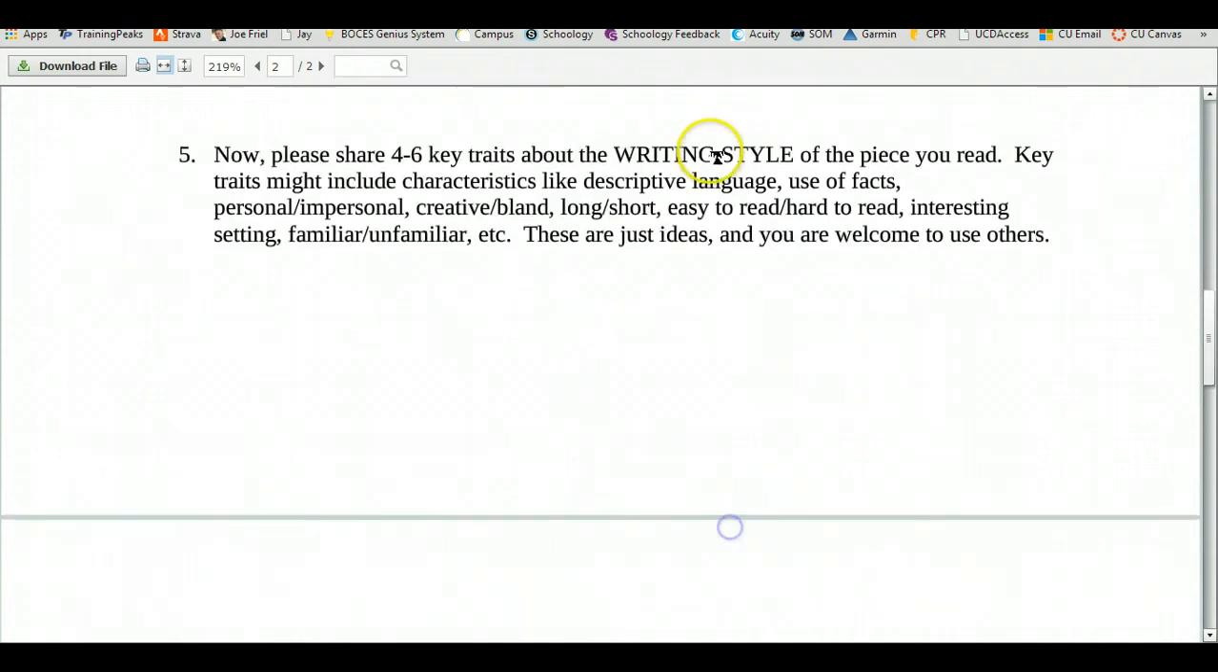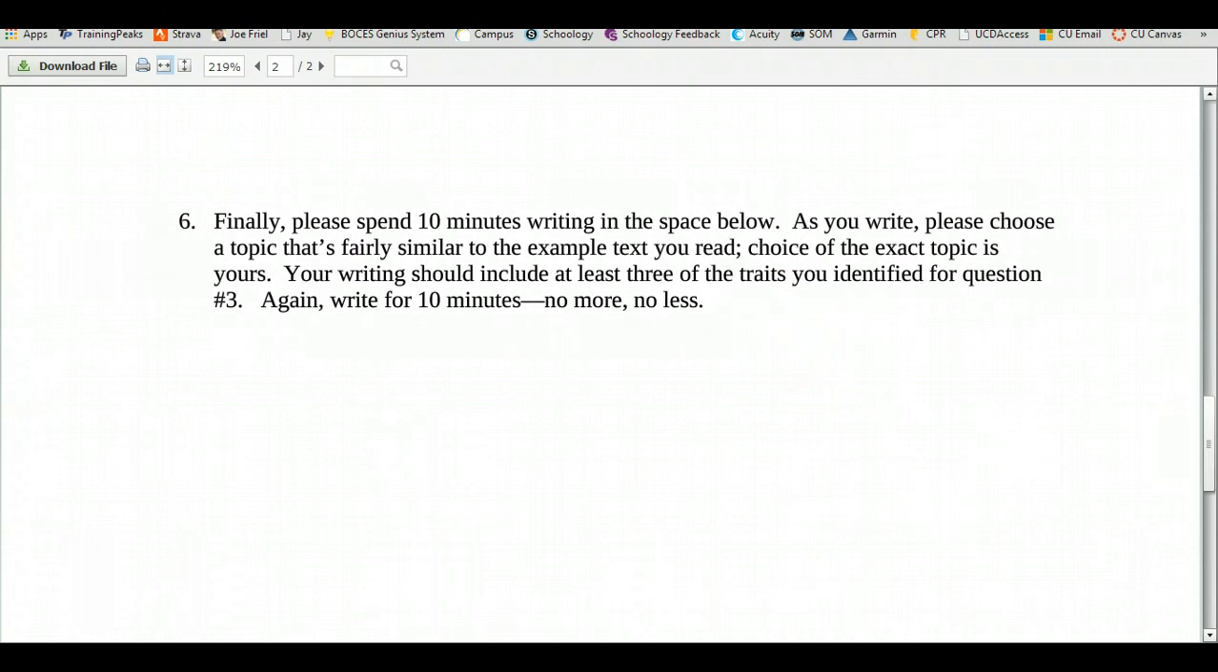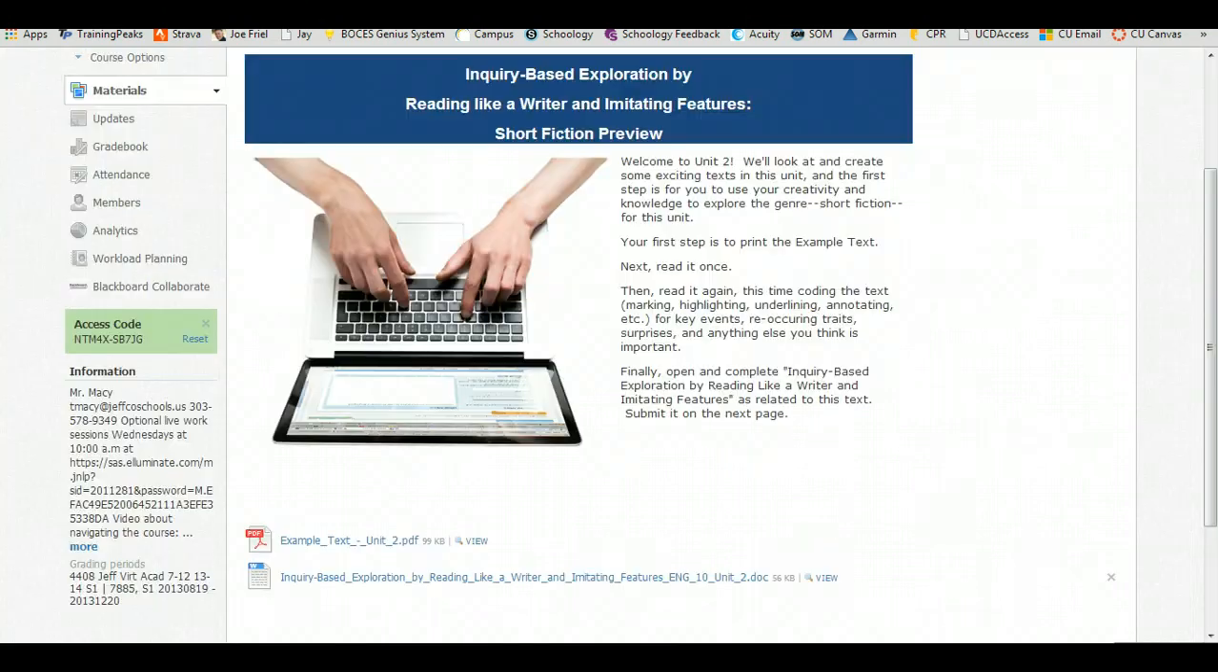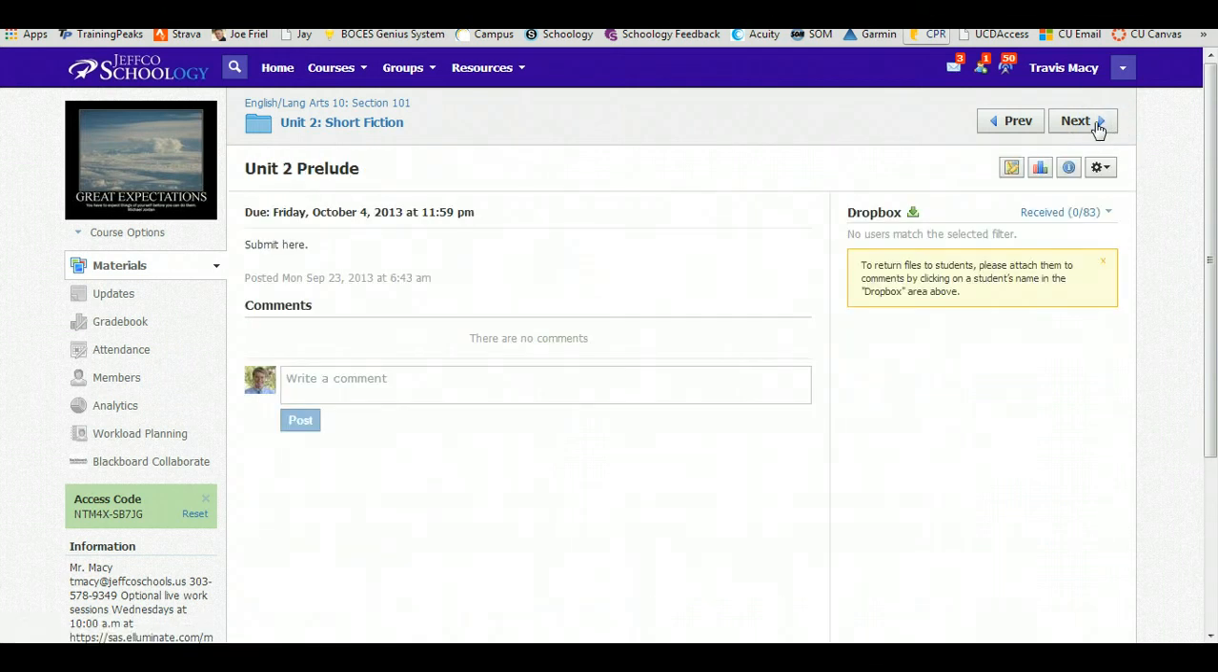These traits that you identified up here in that example piece. And guys, as always, if I can help you with that in any way, please let me know. All right, rolling forward. Next slide, that's where you will turn in the Unit 2 prelude.